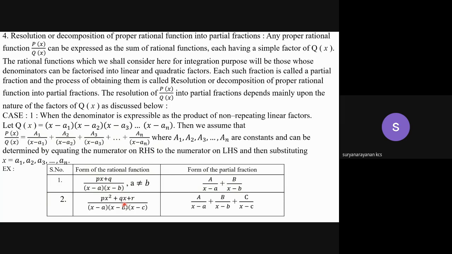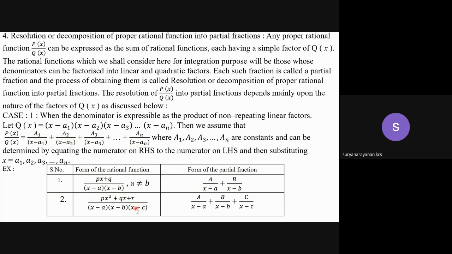Previously, I told you how to find the degree of the denominator. Add the exponents of x in every factor: 1 plus 1 plus 1, 3. So here the degree of the numerator is less than the degree of the denominator. That is why this given rational function is a proper rational function. So for this one, we can write partial fractions.